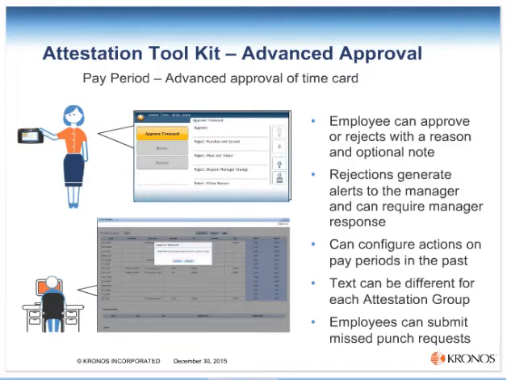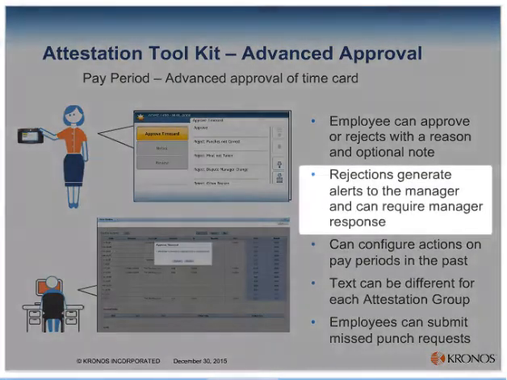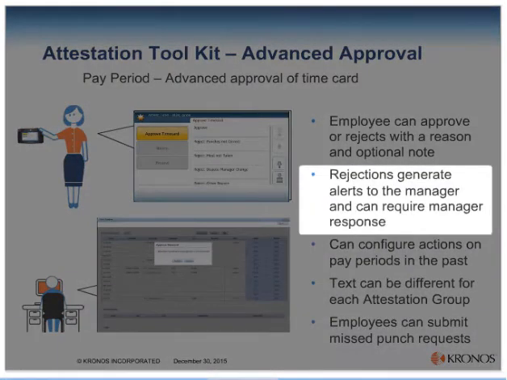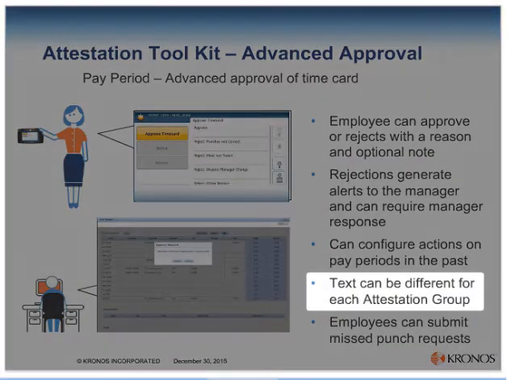The Attestation Toolkit also provides advanced approval, daily or pay period based. With this advanced approval, employees can actually reject a period or a day and provide a reason and optional note. These rejections are routed to a manager, and the manager can respond taking the appropriate action. We can actually configure actions to occur on previous pay periods. We can configure the text that will display to each group of employees.